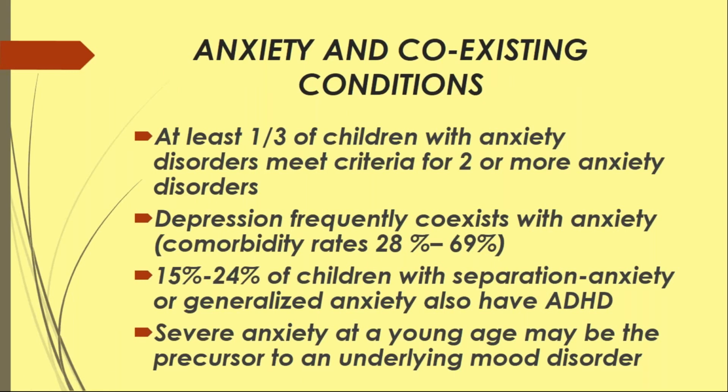So, at least 1/3 of children with anxiety disorders meet criteria for 2 or more anxiety disorders. Depression frequently coexists, with rates up to almost 70%. Too much anxiety for too long will often spill over into depression. 15 to 24% of children with separation anxiety or generalized anxiety also have ADHD. And severe anxiety at a young age may be the precursor to an underlying mood disorder, such as disruptive mood dysregulation disorder.